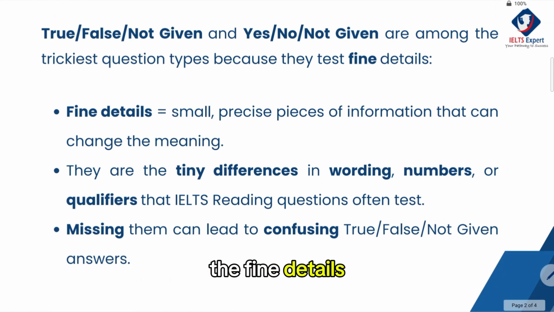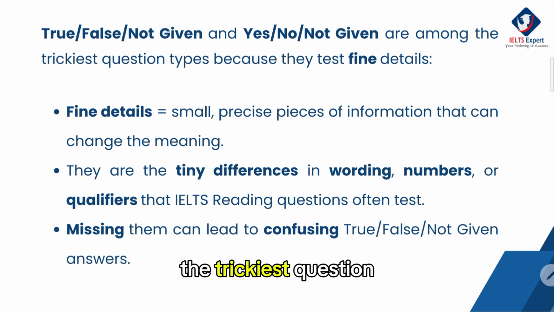The fine details you can normally find in true false not given questions and yes no not given questions. These are the trickiest question types because they test fine details, right? For example, what are fine details? That's important.